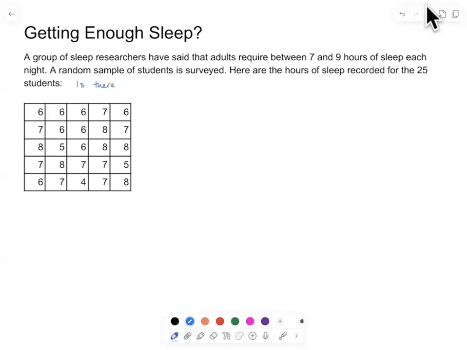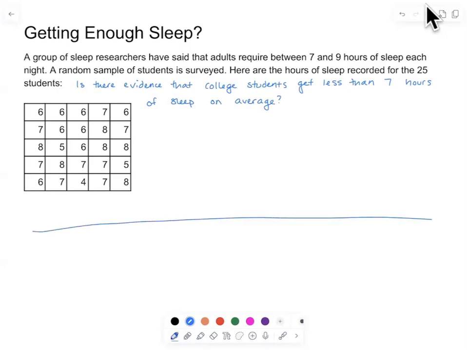Is there evidence that college students get less than 7 hours of sleep on average? So we've got this data. We're going to answer that question. And just like before, this is a four-step process.